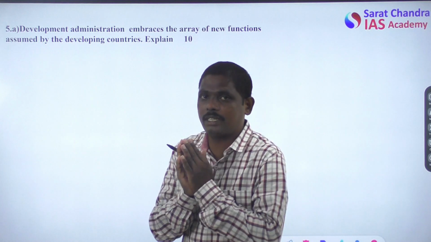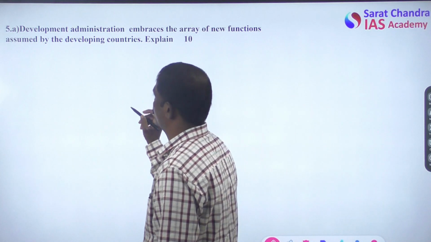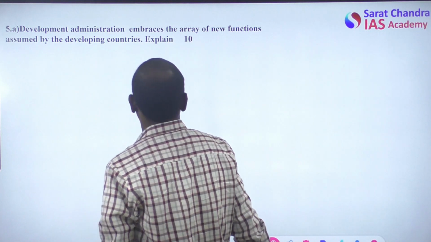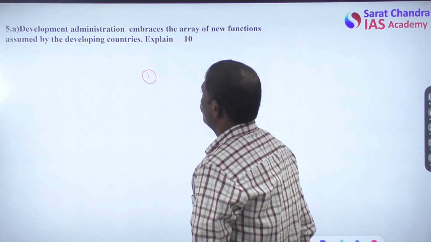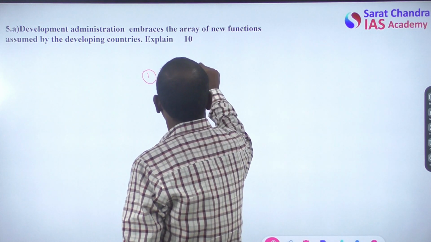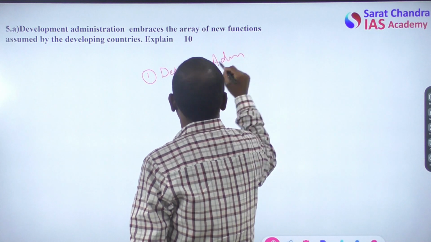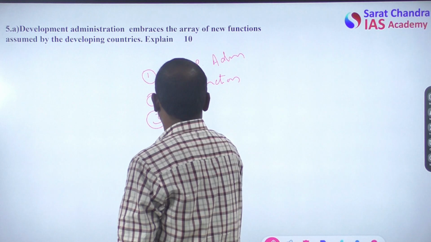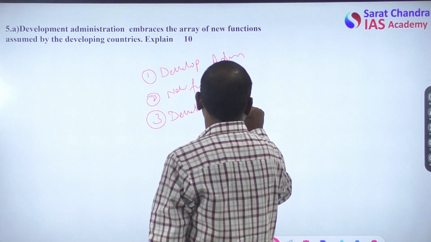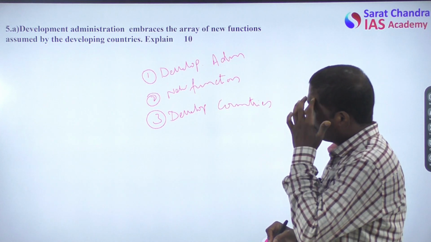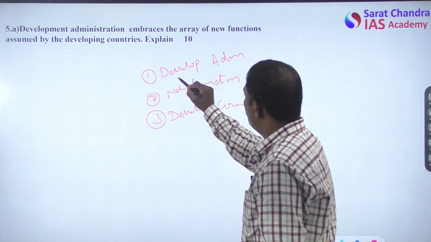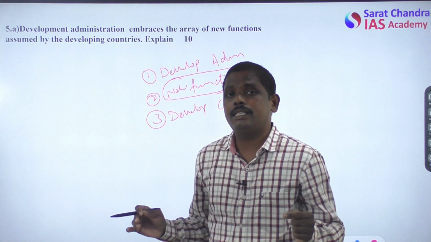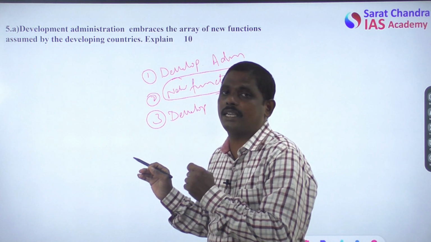Particularly in developing countries, there are three elements in this question. One is development administration. Second element is new functions. Third element is developing countries. So our question revolves mainly around this element: what are the new functions that are assumed by development administration in developing countries?